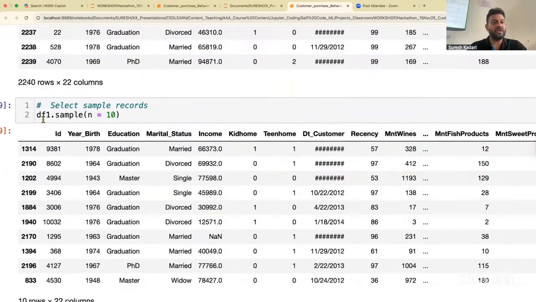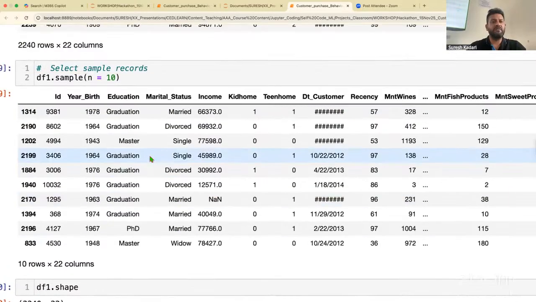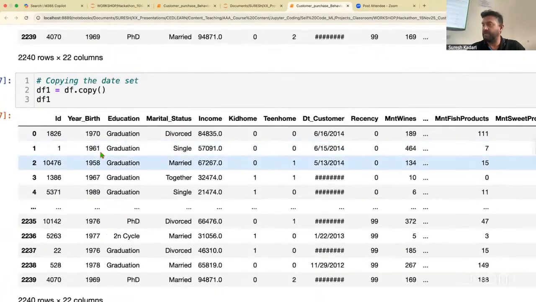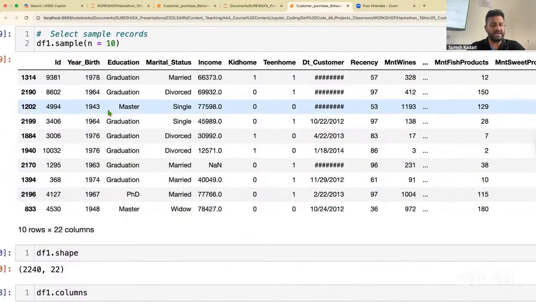Then what am I doing? Sample. I'm taking only 10 samples, randomly. If I go with DF head, it gives only my top 5 and bottom 5. But I want to randomly sample 10 and see, okay, there are people born in 1943 and also 1978. Is this data very old? Usually whenever you're going for gold purchase and all these things, I expect a person to be 40 years old, 35 years old. I don't expect teenagers. And that's why we are also saying how many teenagers at home. Teenagers at home means the matured population I'm targeting.